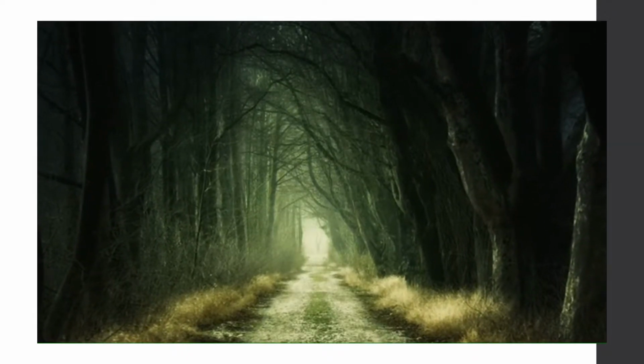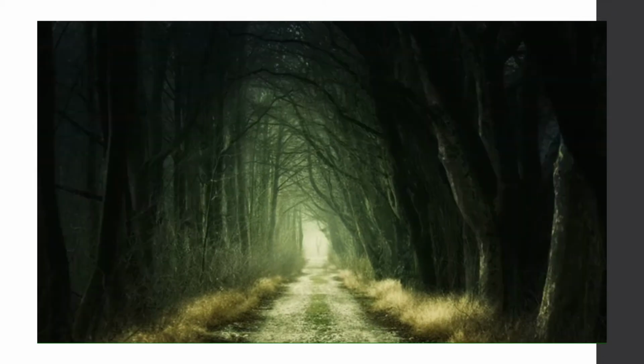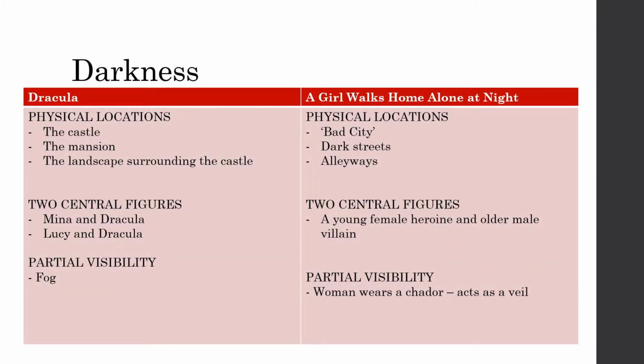Within both texts, darkness is present in physical markers. Firstly, in accordance with Botting's writing, setting demonstrates darkness. In Stoker's novel, the physical locations of the castle, the mansion, and landscape surrounding the castle all provide the reader with a feeling of insecurity. Similarly, in Amirpour's film, The Bad City, as it is referred to, has streets and alleyways that conjure unsettling emotions. In both pieces, when considering the setting, decay and desertion are prolific within their physical locations.